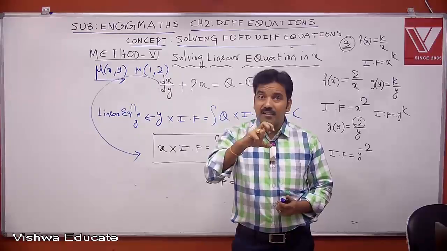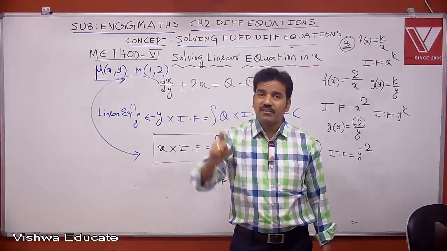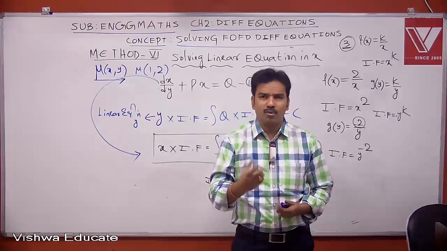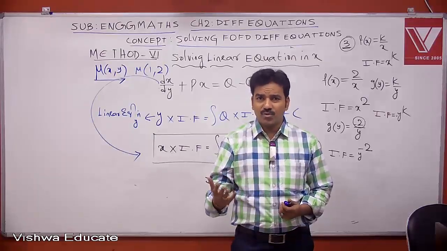Suppose that integrating factor is not there in options, then try to verify options. Multiply the non-exact equation with the first option and try to verify dou m by dou y and dou n by dou x. If both are matching, that becomes an integrating factor. Otherwise go to B, otherwise go to option C.